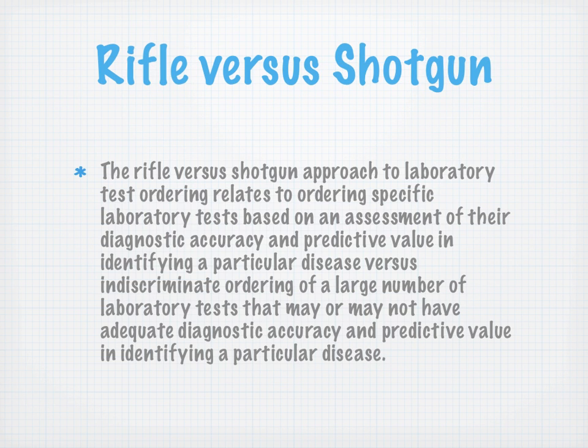And then the last point is rifle versus shotgun. And I say the last point from the slide that we are now working on, points 1 through 4. The rifle versus shotgun approach to lab test ordering relates to ordering a specific targeted lab test based on an assessment of their diagnostic accuracy and predictive value. And we use that to identify a particular disease versus this indiscriminate ordering of just everything I can think of that may or may not have adequate diagnostic accuracy and predictive value in identification of a particular disease.